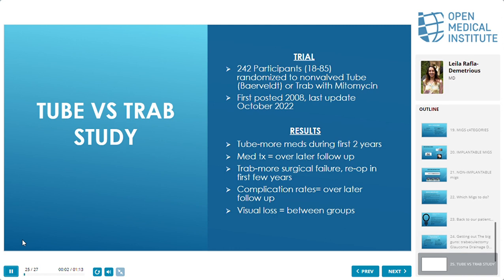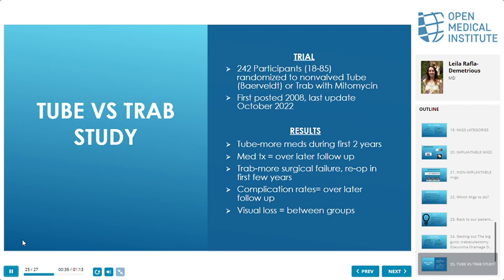There was the Tube Versus Trabeculectomy study, which was first posted in 2008. They recently updated it. It was almost 250 participants, randomized to either a non-valve tube, the Baerveldt, or a trab with mitomycin. Initially, during the first 2 years, a tube actually required more medication adjunctively. But as the data expanded, we realized that they were pretty equivalent in terms of how many medications they were taking.